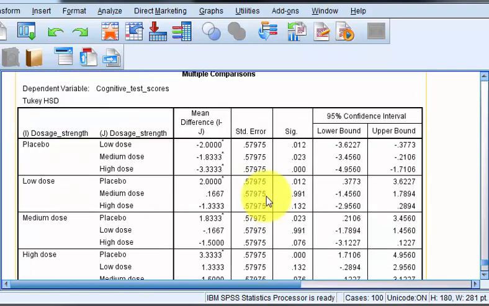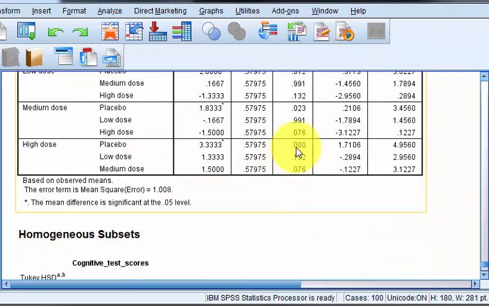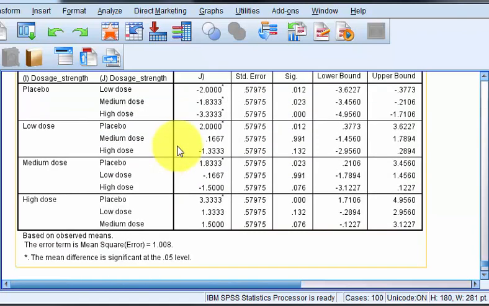Tukey test. And again, I just looked down. Oh, my gosh. So the placebo is significantly different in all 3. I think that's basically all we need to know, right? And let's just make sure, yeah, it's the placebo versus all 3. So that is it in a nutshell.